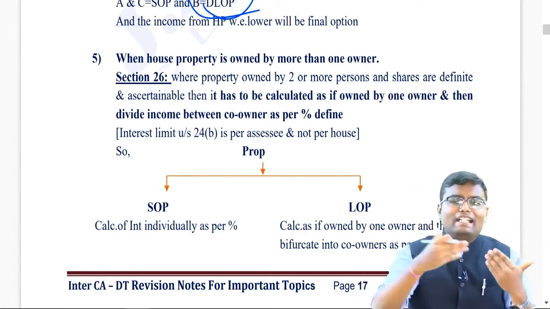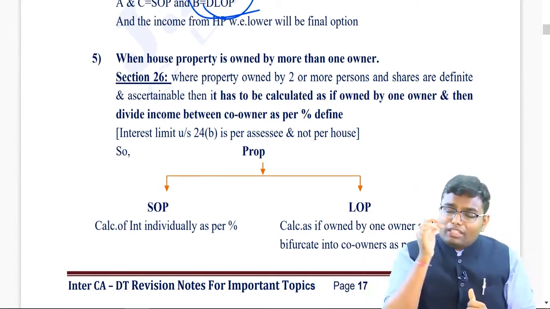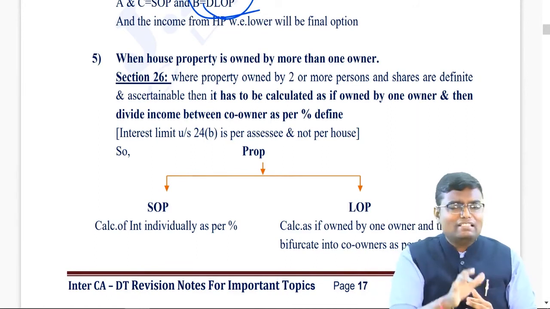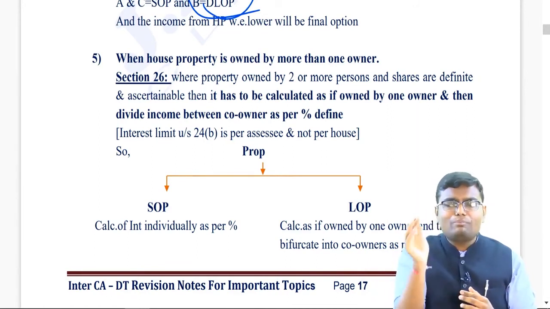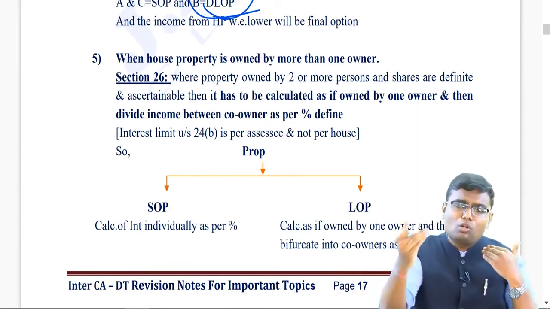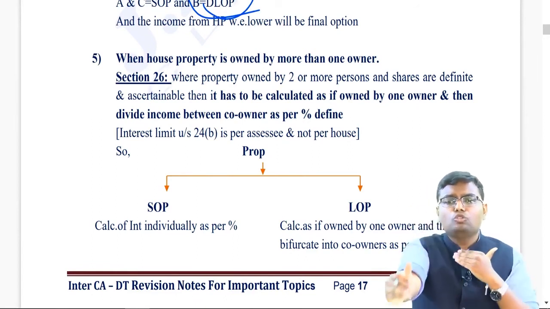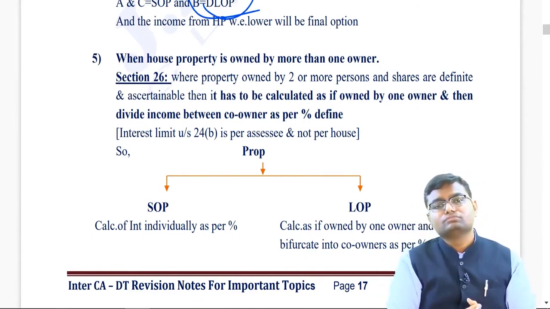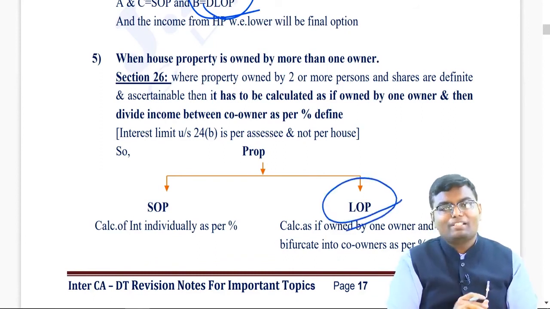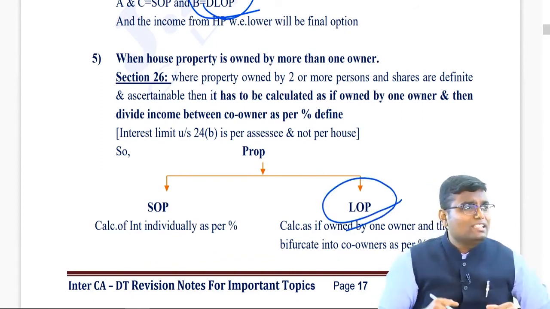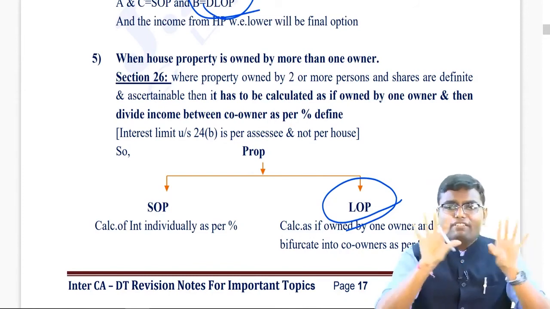For both of us, net annual value will be 0. So if co-ownership is there, percentage is decided, see whether the property is SOP or LOP. If it is SOP, for both net annual value is 0, and both can get a deduction of interest up to 2 lakhs separately. But if the property is a let out property, whatever is the GAV, divide 50-50.